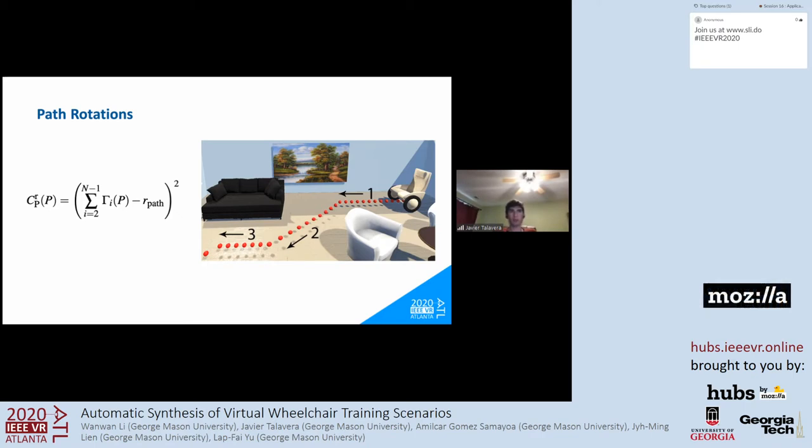With the rotation Boolean function, gamma_i of P returns 1 when p_(i+1) minus p_i is not equal to p_i minus p_(i-1). Otherwise, the function will return 0. As shown in the right figure, the rotation number increases only when the adjacent two nodes have different directions.